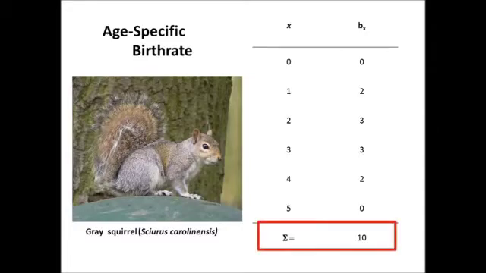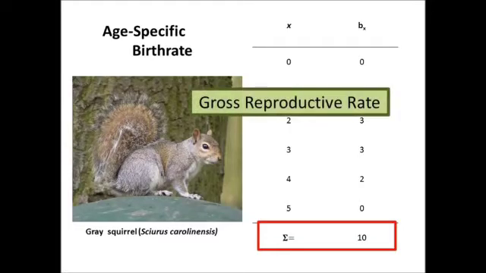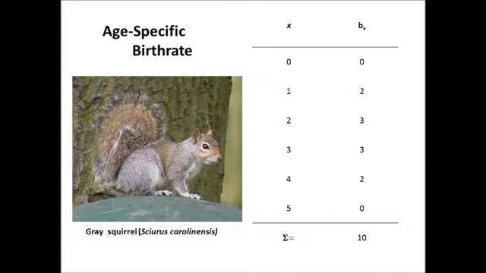The sum of the BX values provides the average number of female offspring born to a female over her lifetime. This is the gross reproductive rate. In the example presented, the gross reproductive rate is 10. This value assumes that a female survives to the maximum of 5 years. What we really need to measure is the net reproductive rate that incorporates the age-specific birth rate as well as the probability of a female surviving to any specific age.